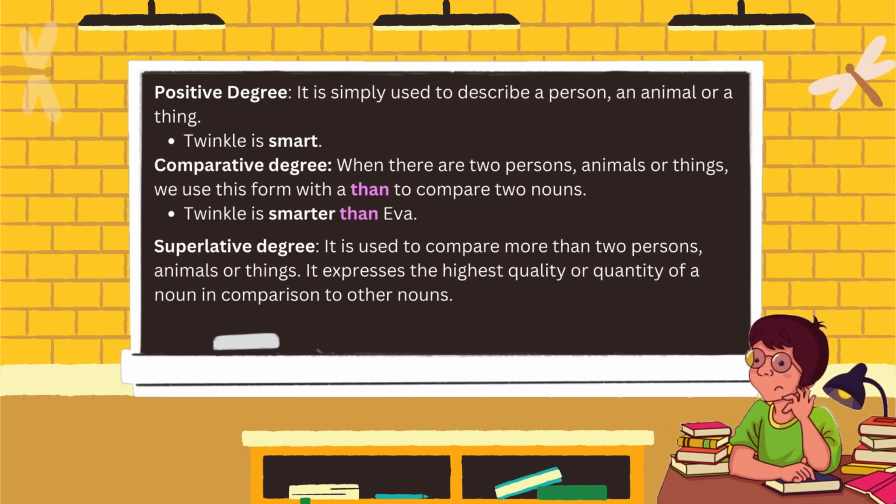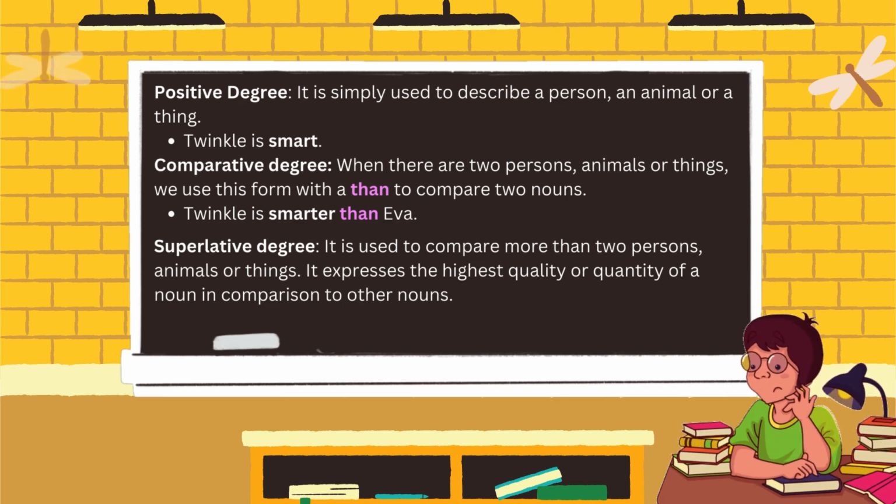Positive degree. It is simply used to describe a person, an animal or a thing. Twinkle is smart. Comparative degree. When there are two persons, animals or things, we use this form with "than" to compare two nouns. Twinkle is smarter than Eva.